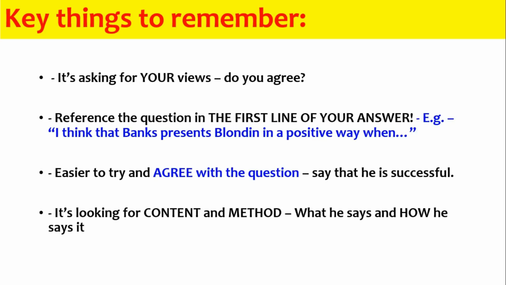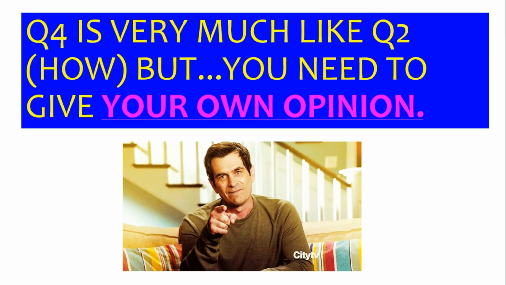It's looking for content and method, so that basically means what the writer says and how he says it. It's actually very similar to question 2, which is the how question. For example, how does the writer make it interesting? The only difference is you're giving your opinion.